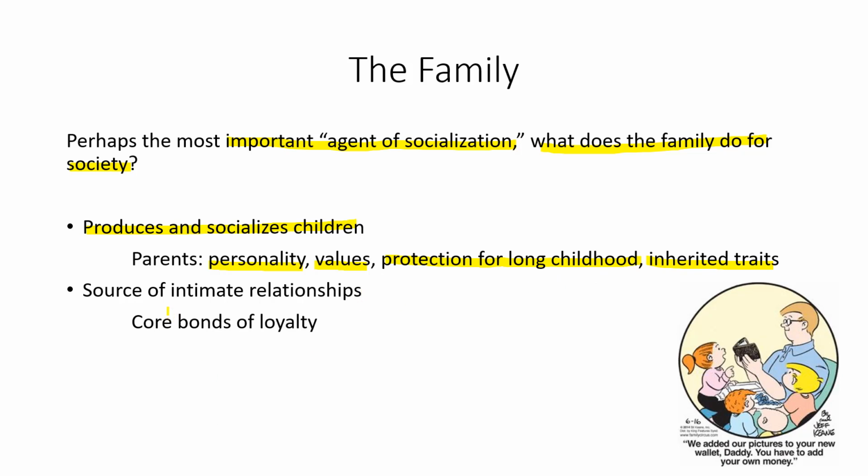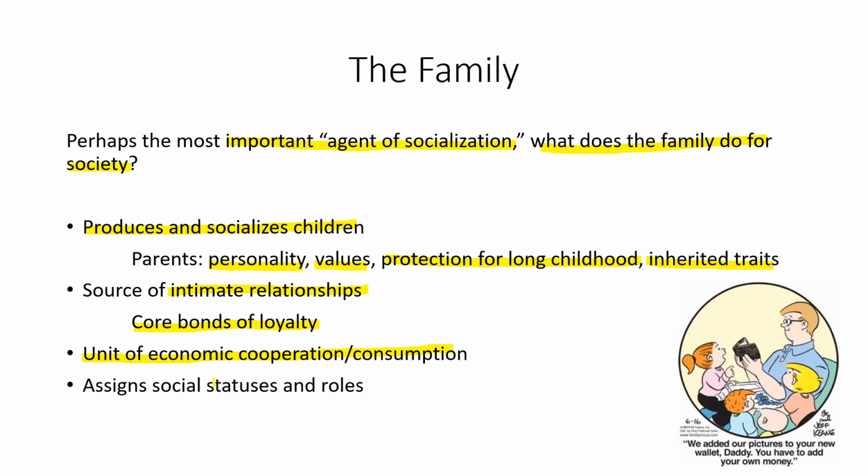The family is the source of our intimate relationships. Those are the first ones that we develop. It develops these core bonds of loyalty that we then go out in the world and use those things that we've learned to develop other relationships and friendships, bonds. Family is also the primary unit of economic cooperation and consumption in our society. And also the family is important in assigning social statuses and roles. We grow up being children or brothers and sisters, and then we grow up to be parents, fathers and mothers.